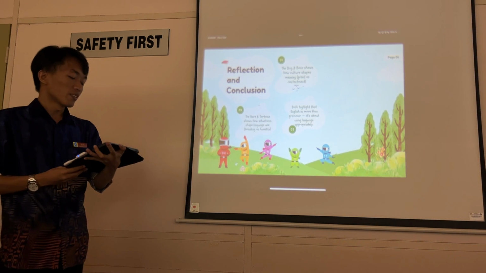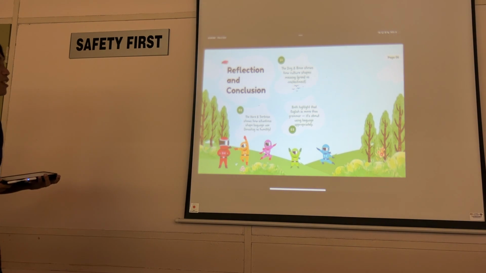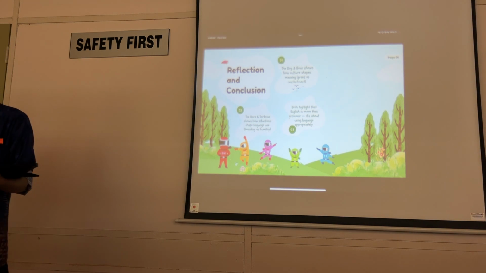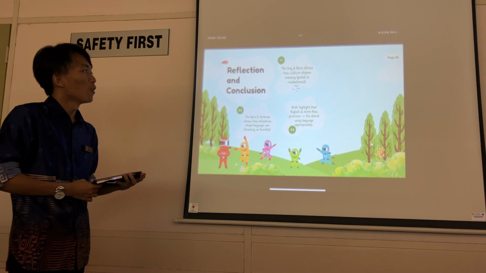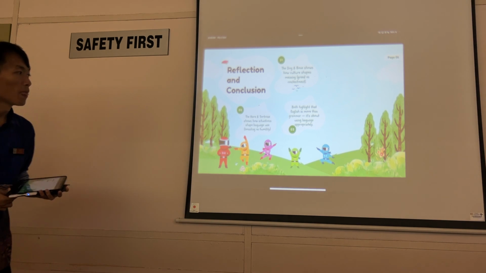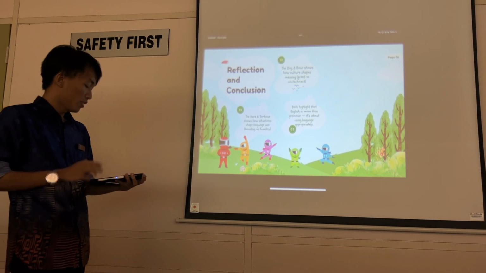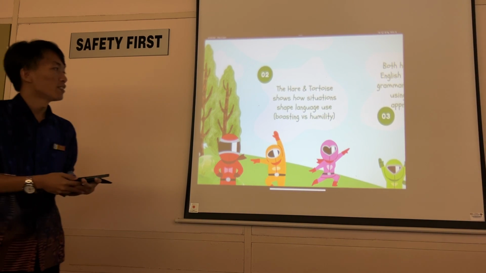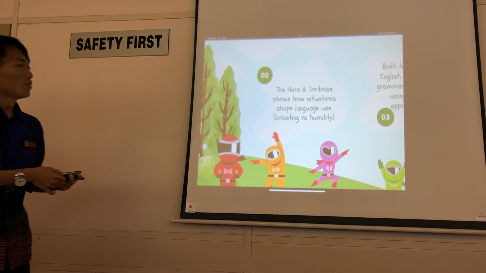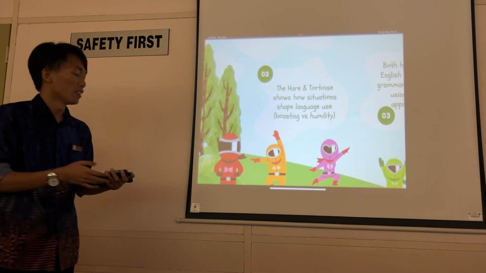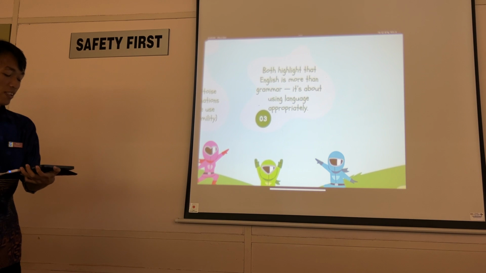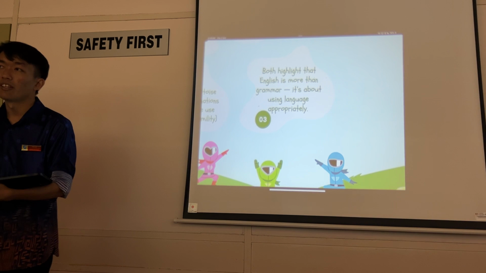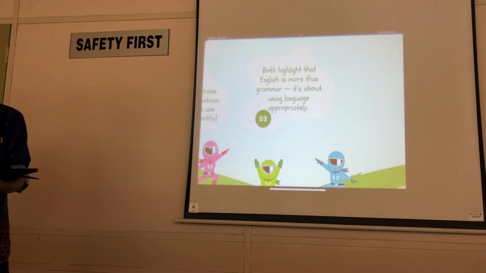Okay, so now we're going to look at the reflection and the conclusion. The first one is the dog and the bone shows how culture shapes meaning for the stories, greed versus contentment. And the hare and the tortoise shows how situations shape language use, which for the story is boasting versus humility. And the last reflection is both highlight that English is more than grammar. It's about using language appropriately.